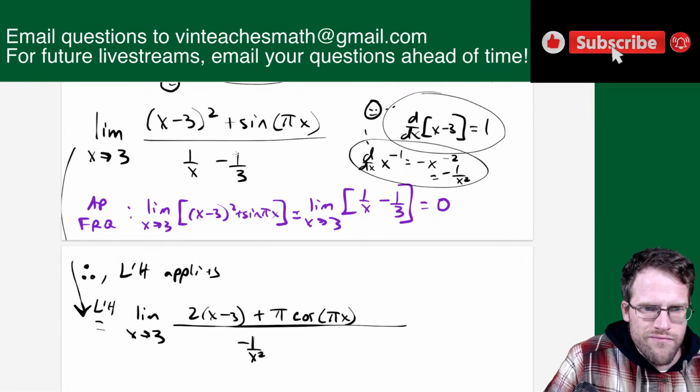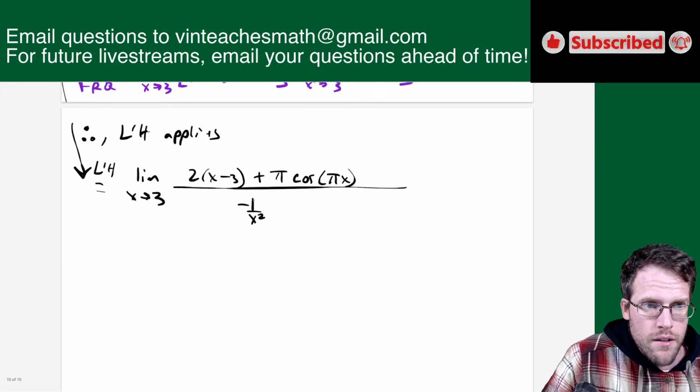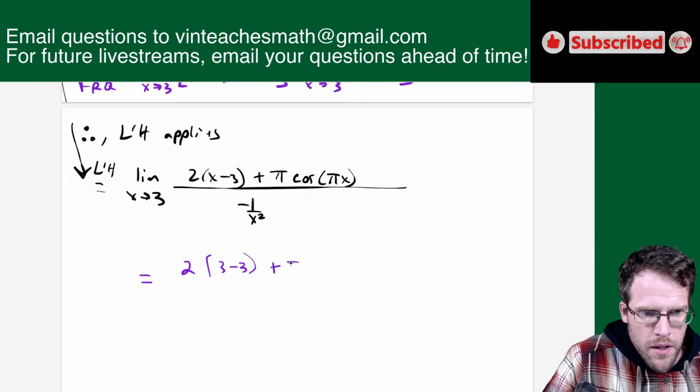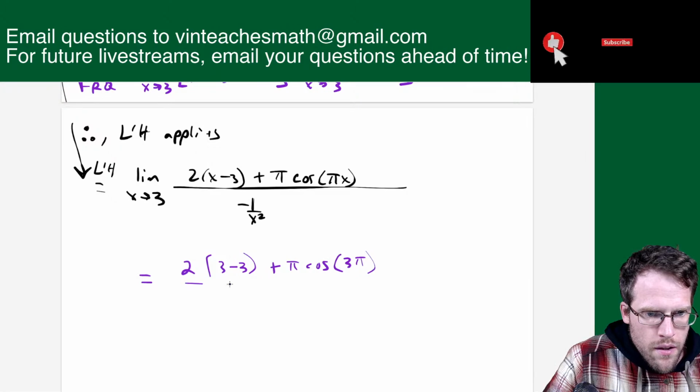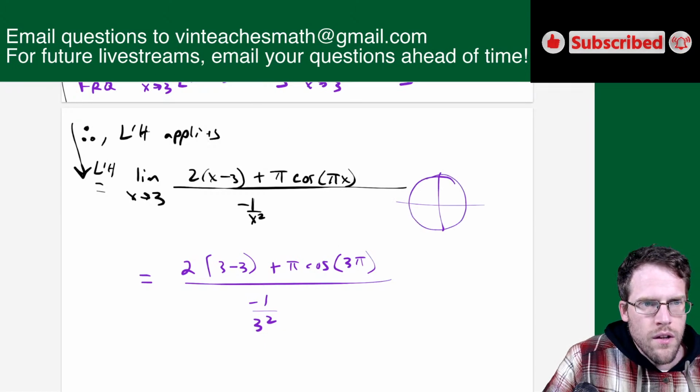And then here, minus a third, the derivative is 0. So now we try plugging in, and this should work. Equals 2 times 3 minus 3 on top, plus pi times cosine of 3 pi over negative 1 over 3 squared. Now what you need to know is the unit circle.